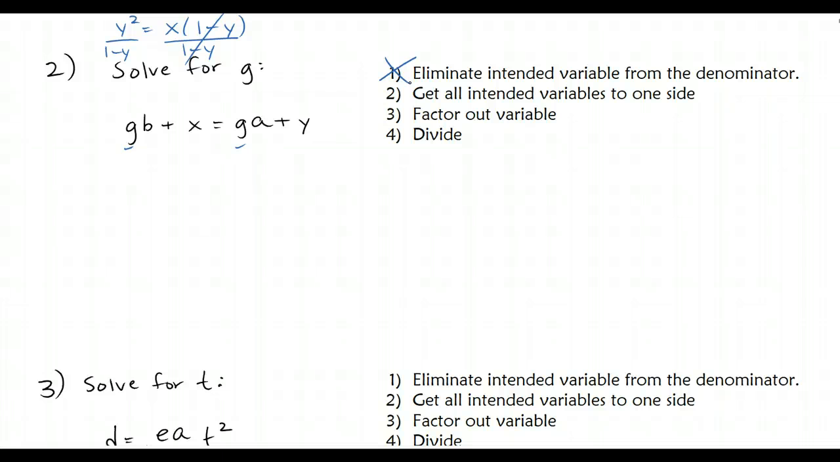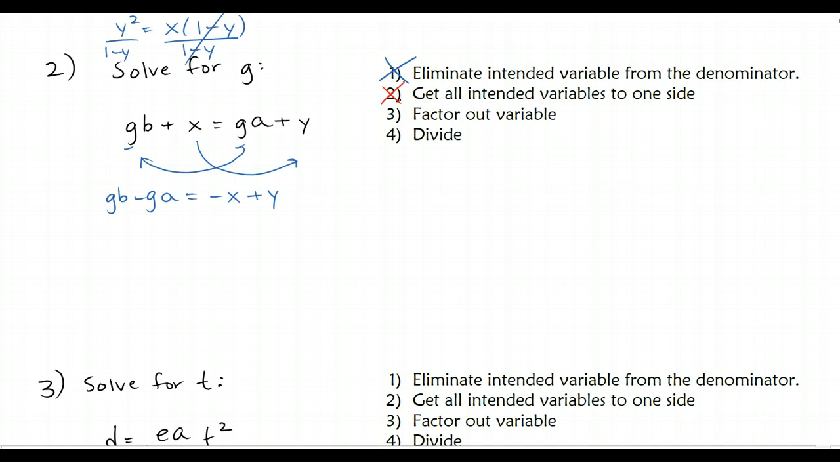It doesn't matter which side you pick, left or right, but I'm going to bring GA over to this side. So if I bring GA over to this side, I now have GB minus GA, and then I'm going to bring that x to the other side because I want to try to isolate the g terms as much as possible. So I want to get everything else to the other side. So I subtract that x, and I have negative x plus y on the right-hand side. Alright, so we've done step 2.